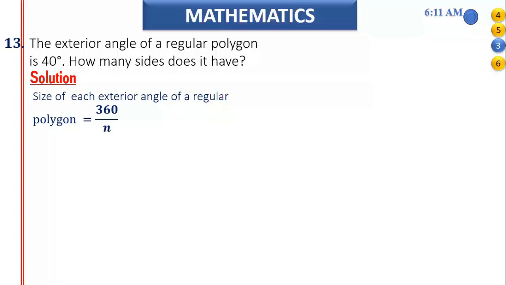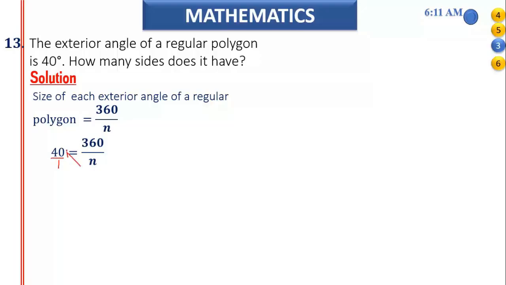By definition, the size of each exterior angle of a regular polygon is 360 over n. And the question says the exterior angle of a regular polygon is 40 degrees. So all you just need to do is to equate that 360 over n to 40 degrees. So if you do that, you have your answer. So of course, this is over 1.